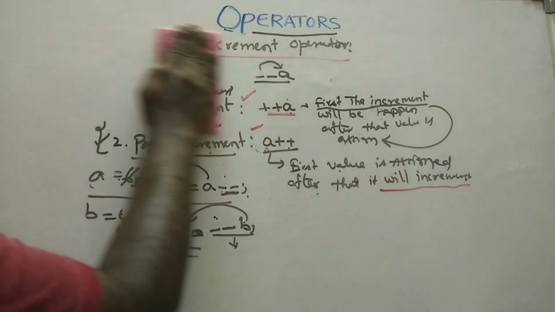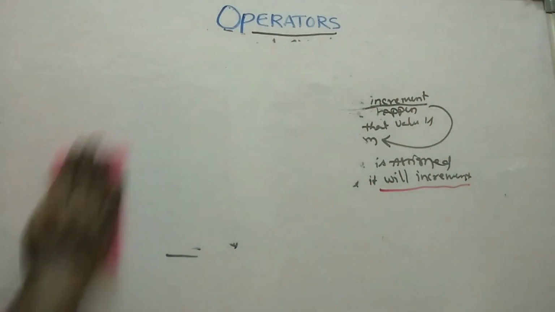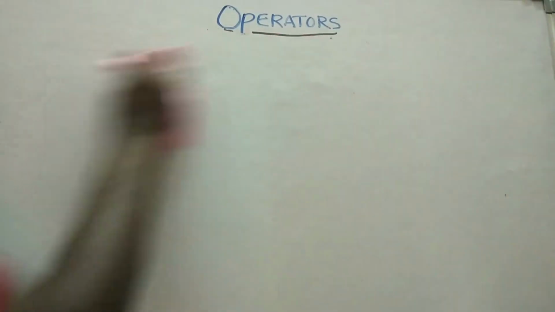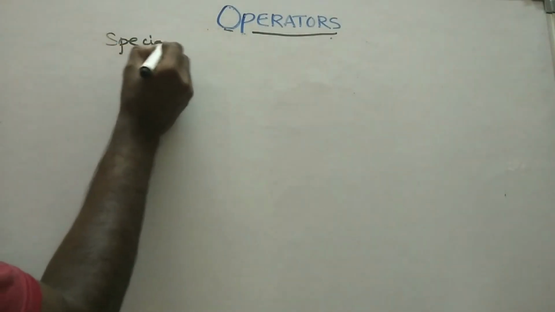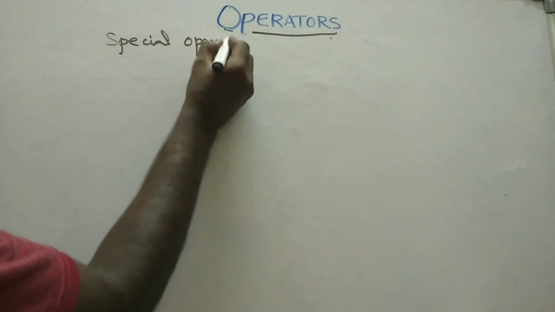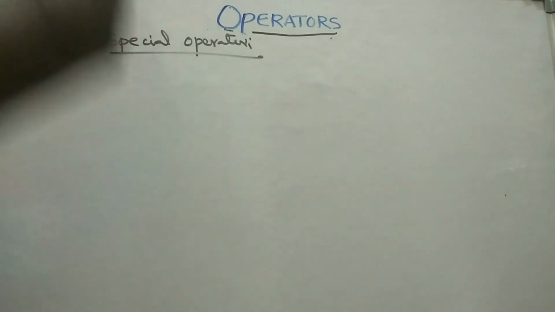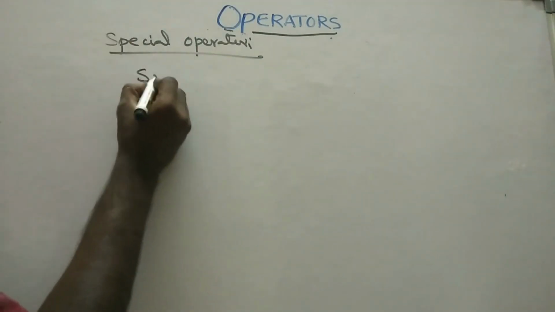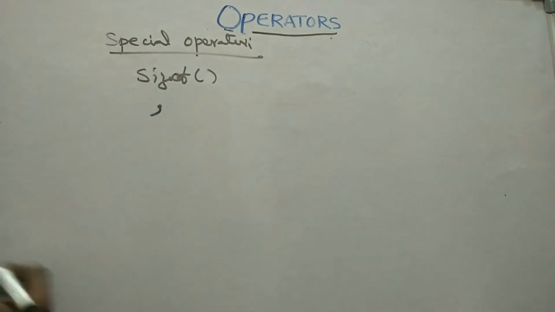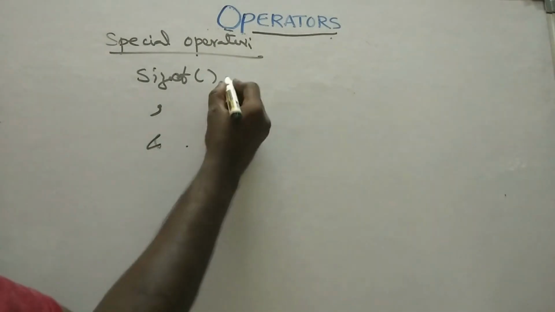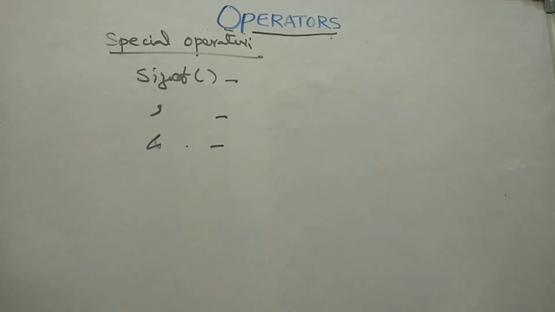The next and last operators are the special operators. What special operators do we have? One is sizeof. Another operator is the comma operator. Another one is the ampersand operator. What is the need of the sizeof operator?